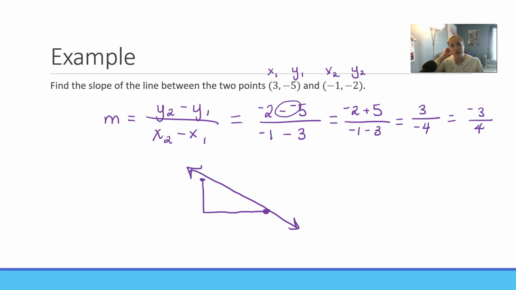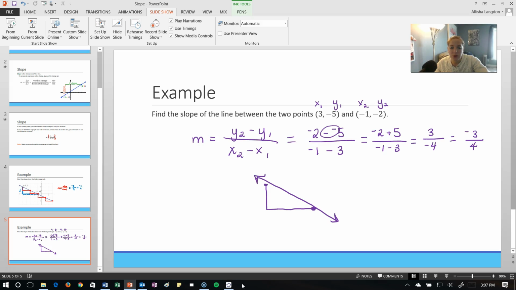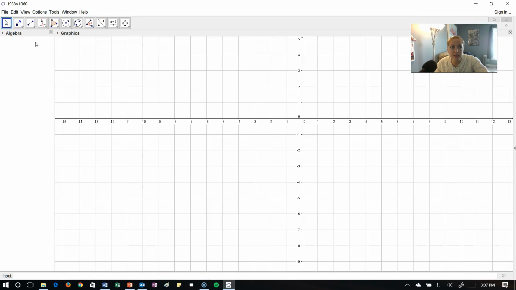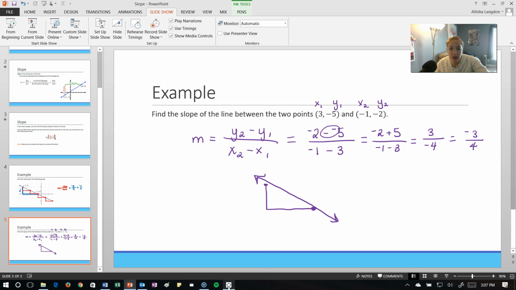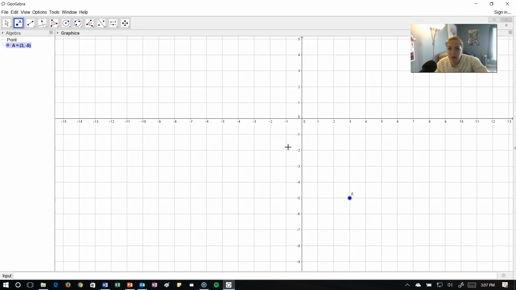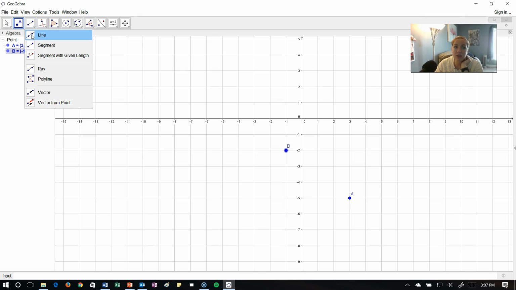And you can actually use GeoGebra to help you check that you've done the slope correctly. I'm going to show you how to do that real quick. We can just go ahead and graph those points just like we did in the previous one. So grab that point, 3, -5, and my other point is -1, -2. Now this time, since I'm trying to find the slope of the line, instead of using that line segment like we did last time, I'm just going to click that down arrow and actually use the line here.